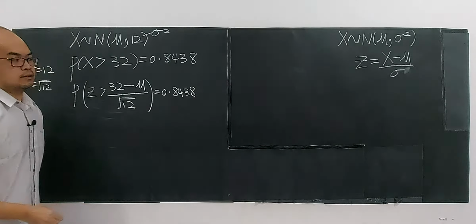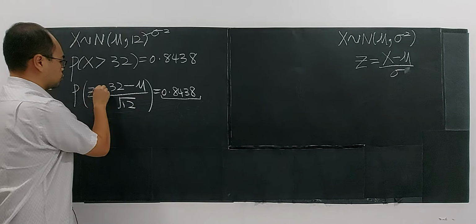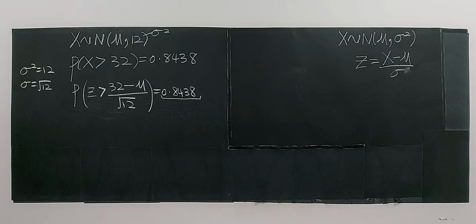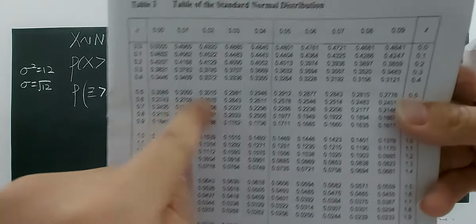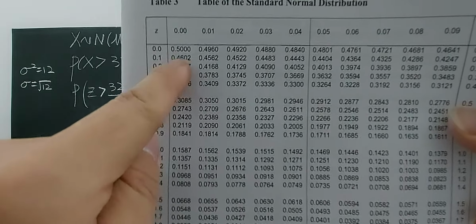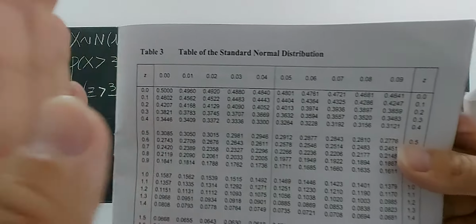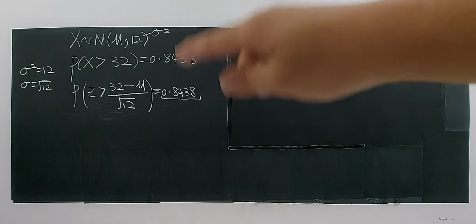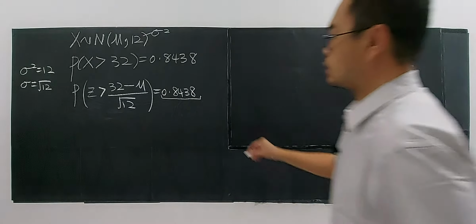So everything here will be 0.8438. If you look in the statistical table, the smallest value is nearly 0, and the maximum value is 0.5. So it means we consider this as above 0.5. You see there is a 0.8438. What does this mean? And here it is more than, so we want to know what the value is for this.